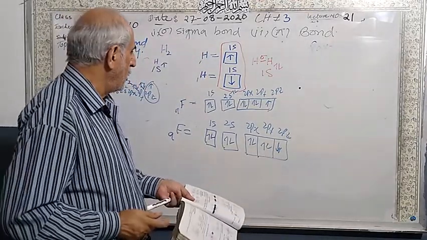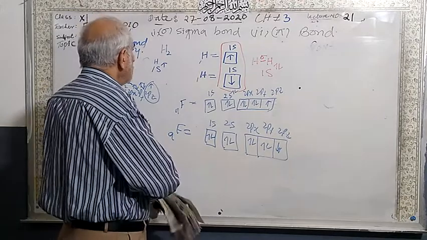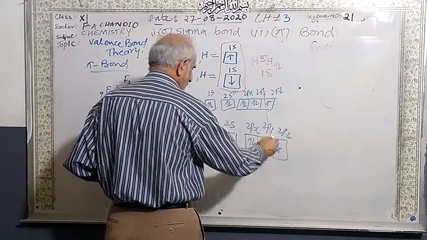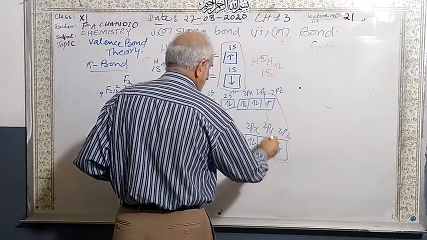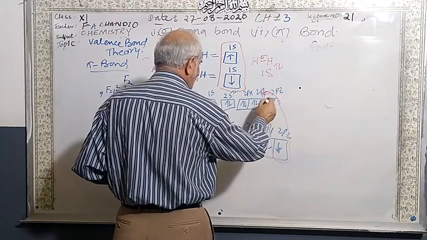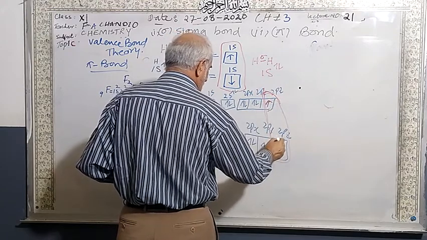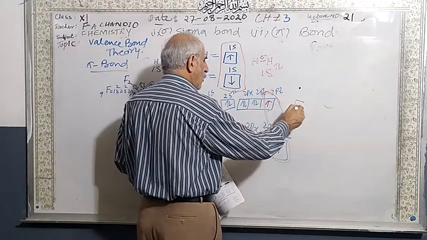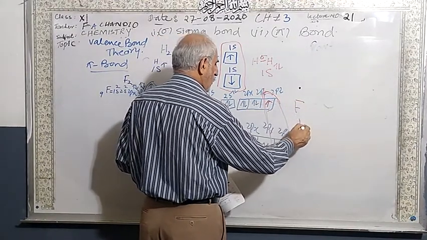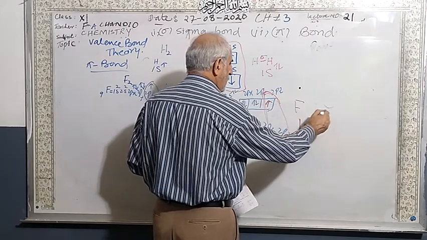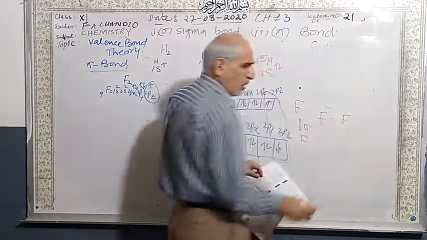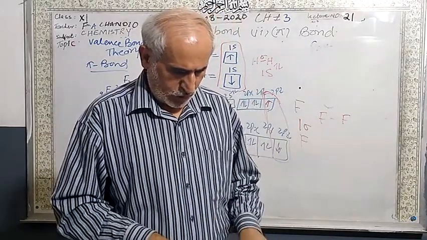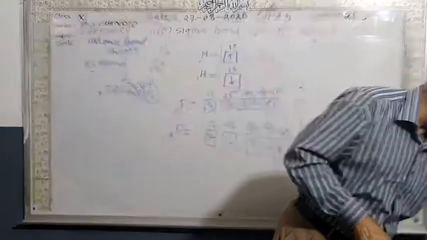Downward spin. And students, you have to overlap. There is overlapping between this one and this one, the partially filled orbitals. So a single covalent bond is formed between fluorine and fluorine, which is called a sigma bond. So this is a sigma bond formed between the fluorine and fluorine. So dear students, we are going to finish here.